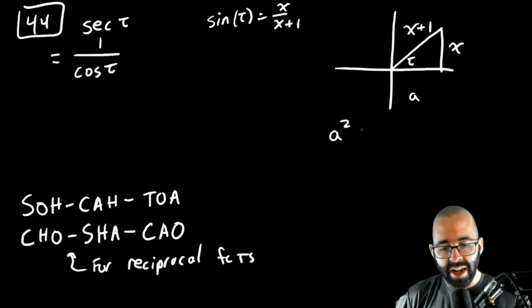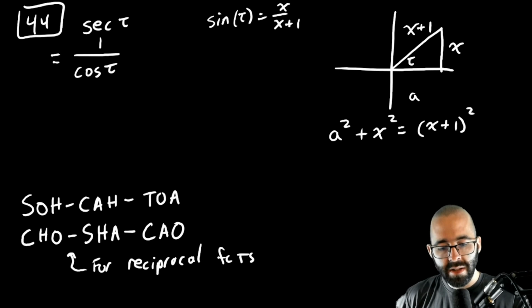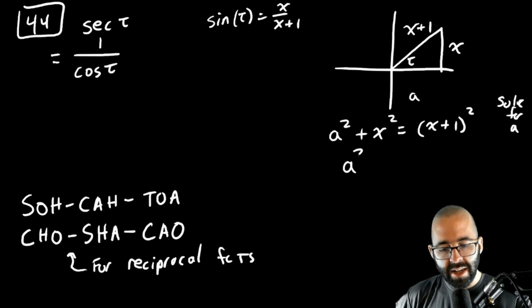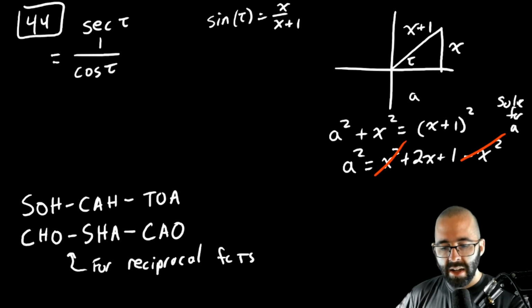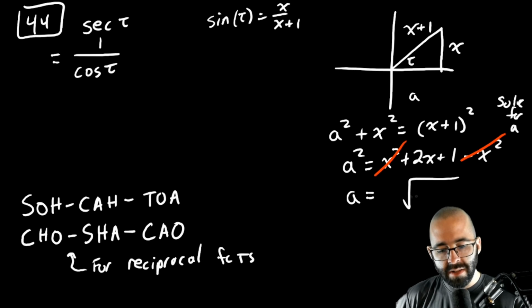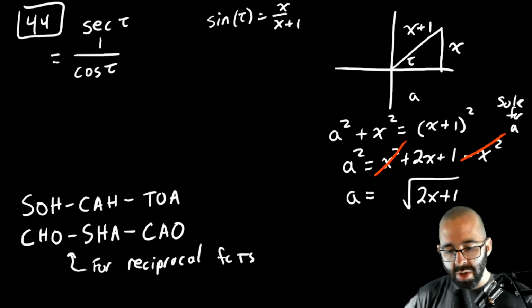So just like before, a squared plus b squared equals the hypotenuse squared. Solve for a. Subtract x squared from both sides. FOIL out the right-hand side. It should simplify to x squared plus 2x plus 1. We also subtracted x squared from both sides. And these x squareds are going to cancel. So a should be plus or minus square root of 2x plus 1.